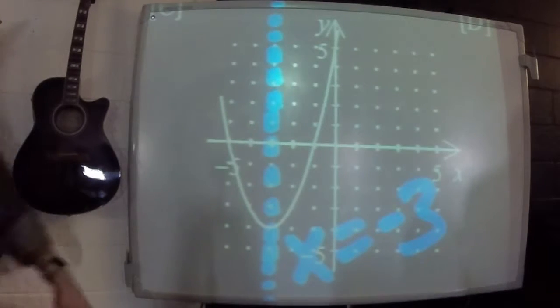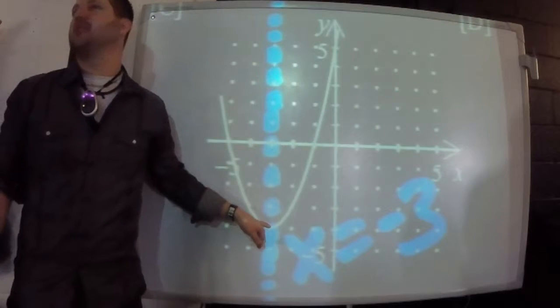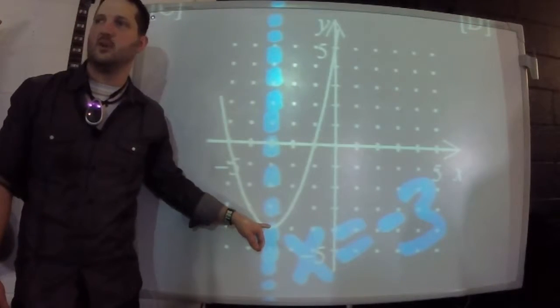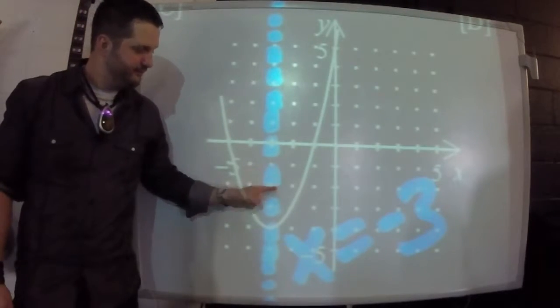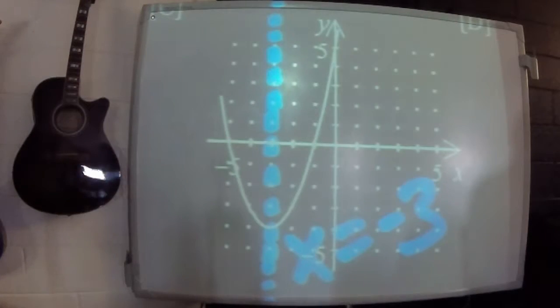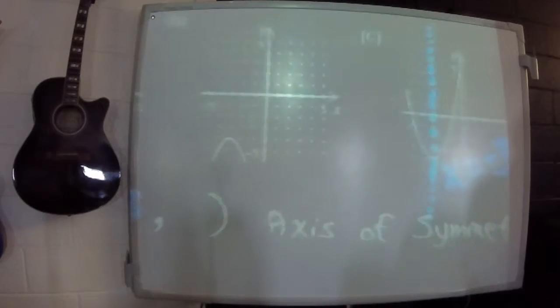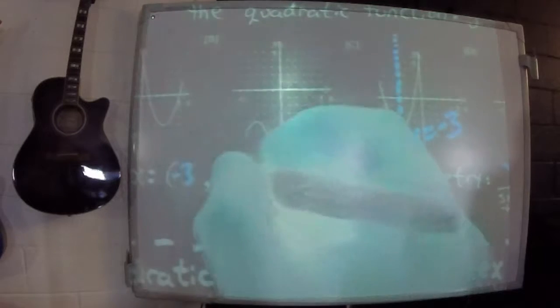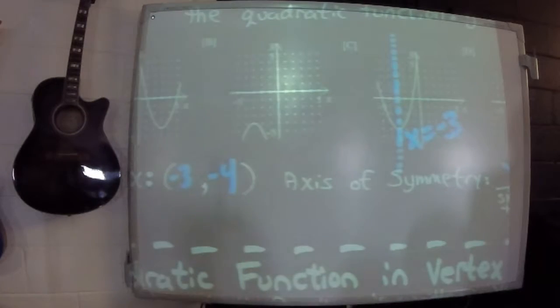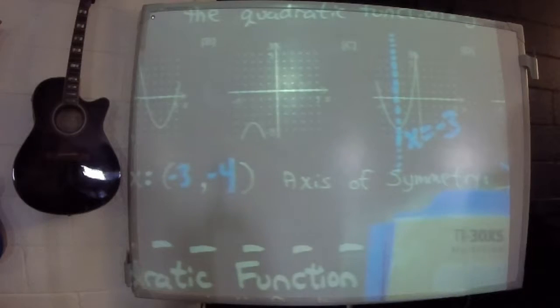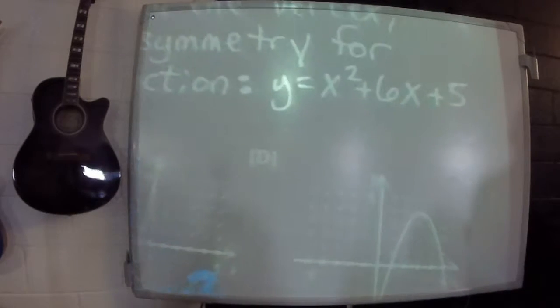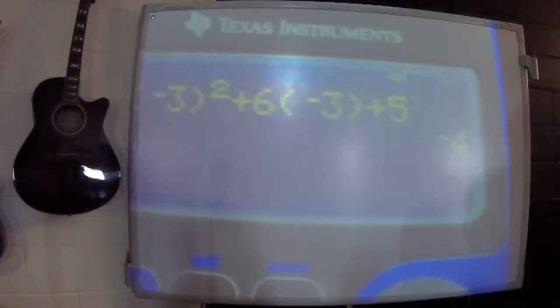So my vertex right here is at negative 3, comma, and you can actually visually see this one. What's the y part? Negative 4. Negative 3, negative 4. So my vertex is at negative 3, negative 4. And just to show for sure, if you did it the other way, if I put negative 3 in for the x's, I get negative 4.